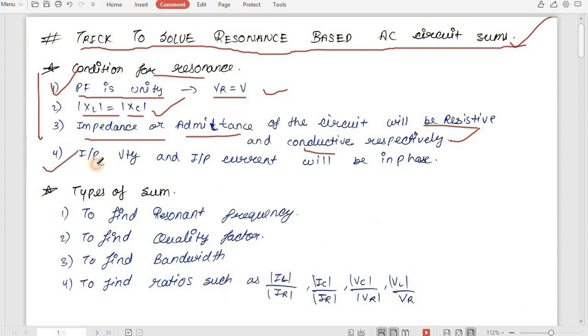If it is mentioned that your input voltage and input current are in phase, then also this sum is for resonance. So these are the conditions that will be handy to identify that this sum is for resonance.